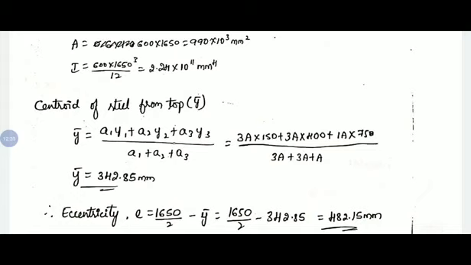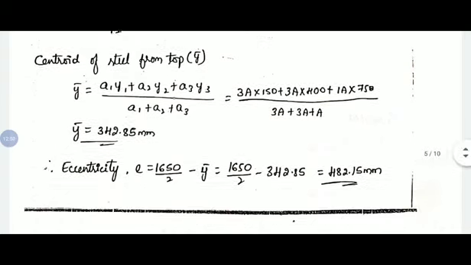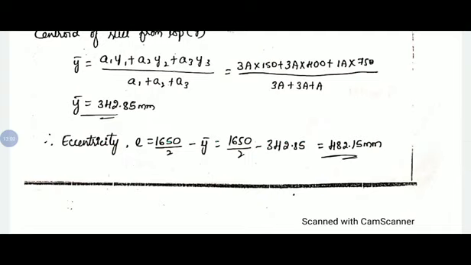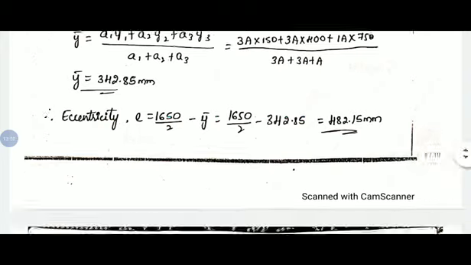So since we have 3 cables at top, we will have 3A, again second layer 3A, first layer 3A. So here we are calculating the centroidal distance from the top edge. So from the top edge we have 342.85 mm as the centroidal distance for tendons. So therefore eccentricity is 825 minus y bar, so it is 482.15 mm.